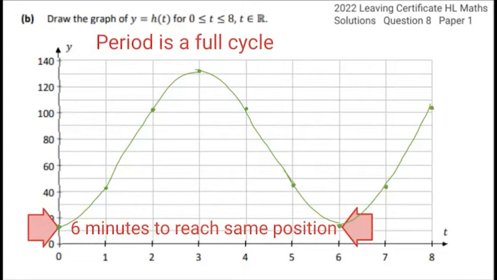And you can see here that the period is the full cycle. So from the starting point all the way to the same point again is one full cycle. So if we check the values on the x-axis, or the time axis down here, we can see it will take 6 minutes to complete the full cycle. So the period is 6 minutes.